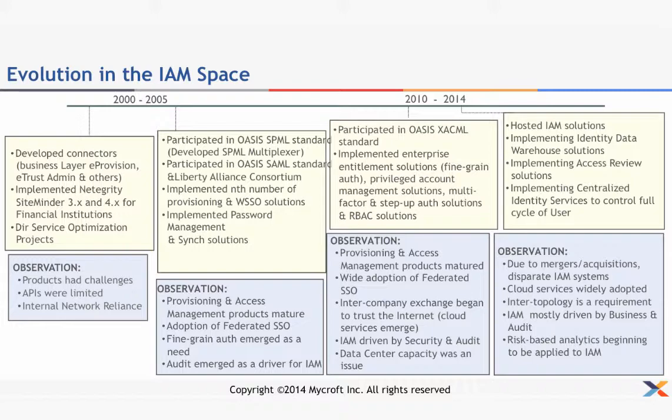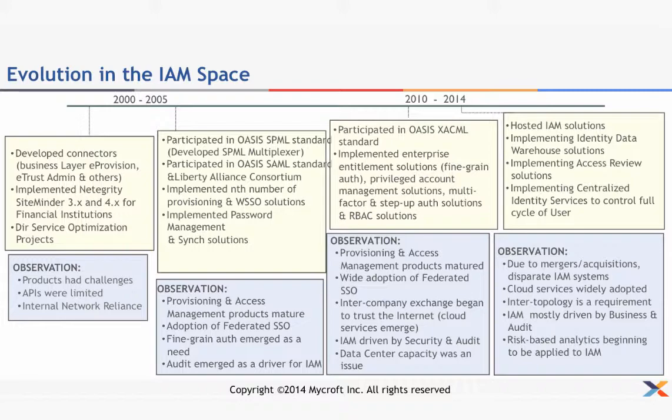Intercompany exchange began as far as those types of web services, being able to communicate between systems within companies and going outside of their companies in a secure manner. And then up to today, 2014. So again, much of what Garrett had also mentioned in the way of mergers and acquisitions presented many disparate IAM systems where companies needed to be able to figure out a way to absorb new systems through acquisitions and how to manage all of that.